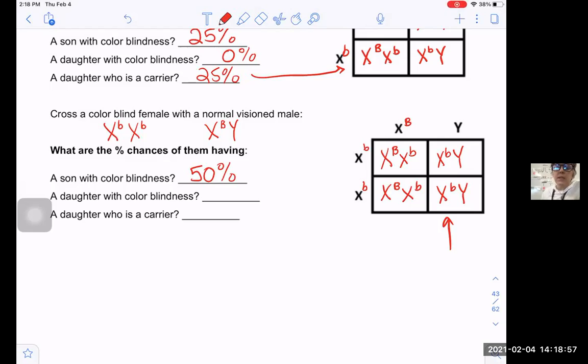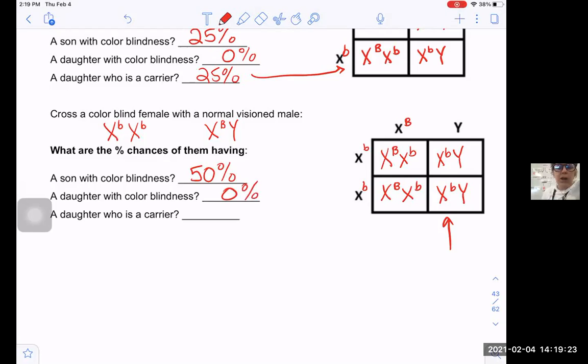And that's what we see when you have a mother who has an X-linked recessive trait, all of her sons have it because she has to give them the bad X. If she has it, she's passing it on to all of her sons. How about, do they have a chance of having a daughter with color blindness? No. They do not.